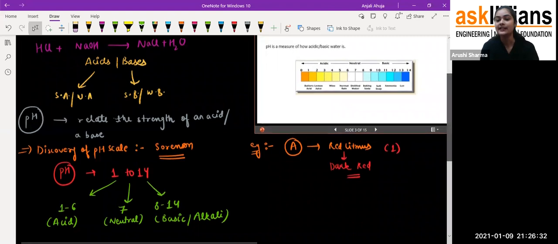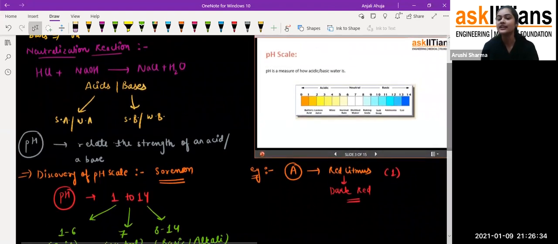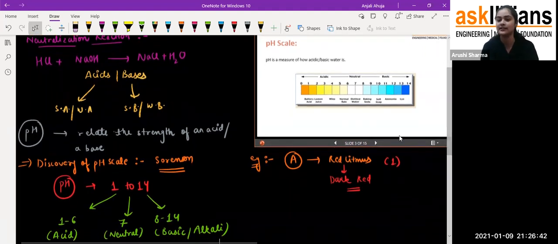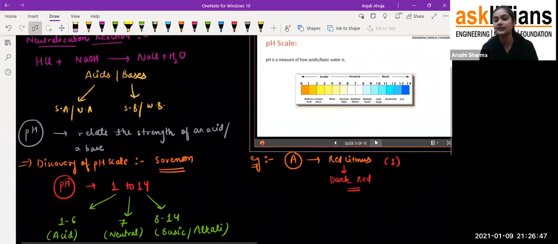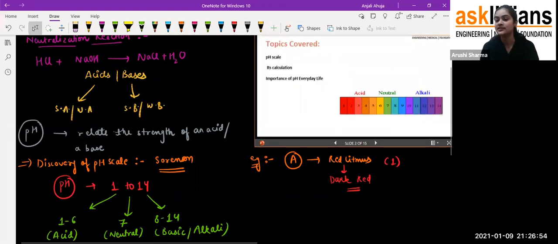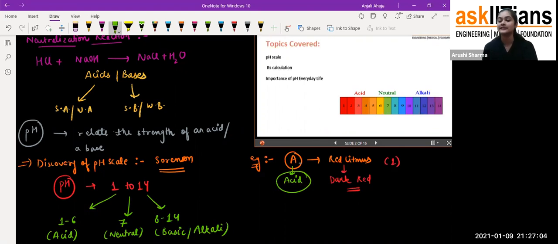So you can see here that the pH scale measures how acidic or basic water is. Okay, like if we are talking about water or any other acid or base also we can see here. So these are the colors which we get from it, either dark red color or some other color, and then we compare that color with the scale. If I consider this picture, the dark red is matching with this dark red, so we can say that the E compound is an acid compound. Okay, so it is the acid compound and it is having the pH of 1 also.